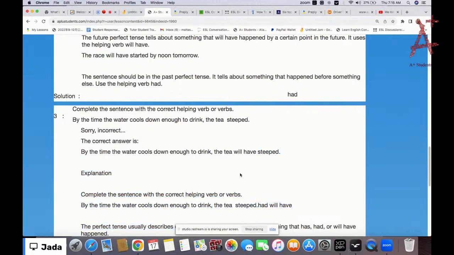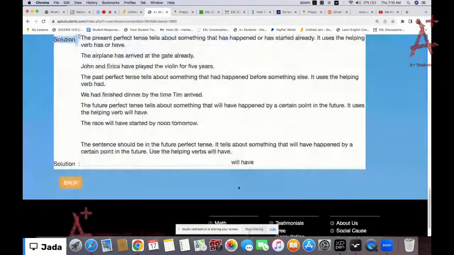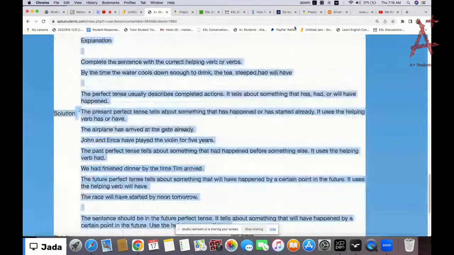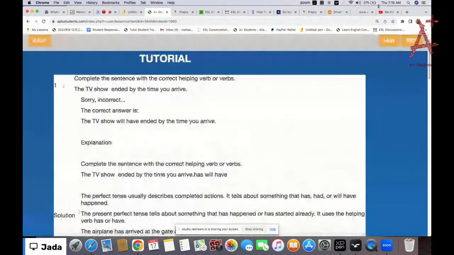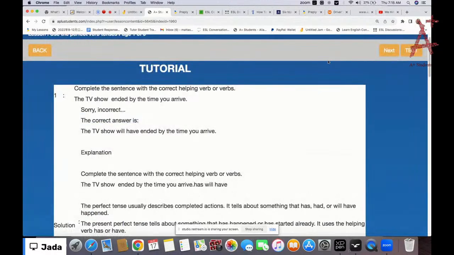Okay, so when we have "will have," that is also future perfect tense. When you have "will have," it's something that most possibly would happen in the future. So before you do this, this has already happened. That is like a starting point in the future.